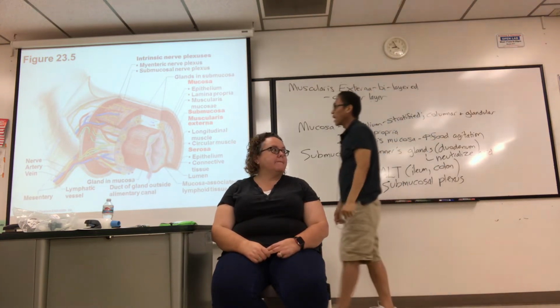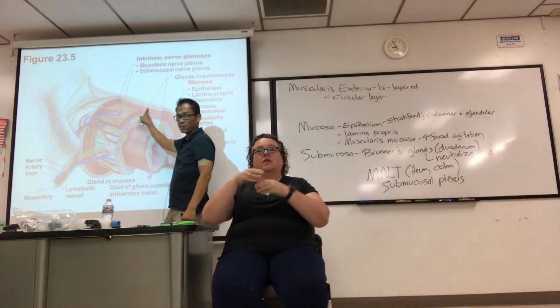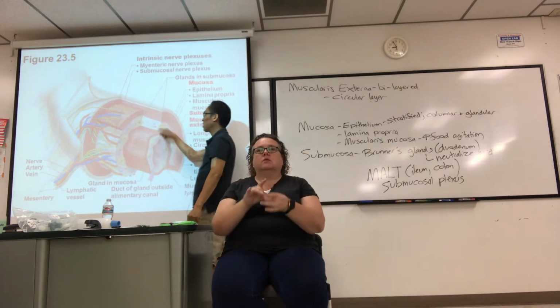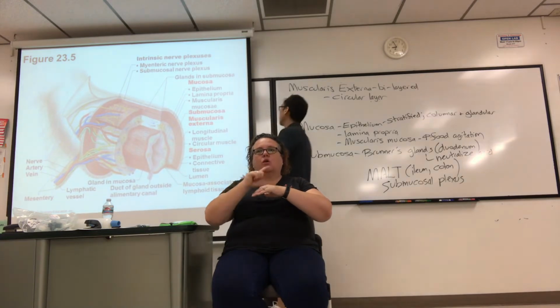And the layer outside of that, the smooth muscles are arranged longitudinally. They go with the grain of the tube, along the longitudinal axis of the tube. So it's an outer longitudinal layer.